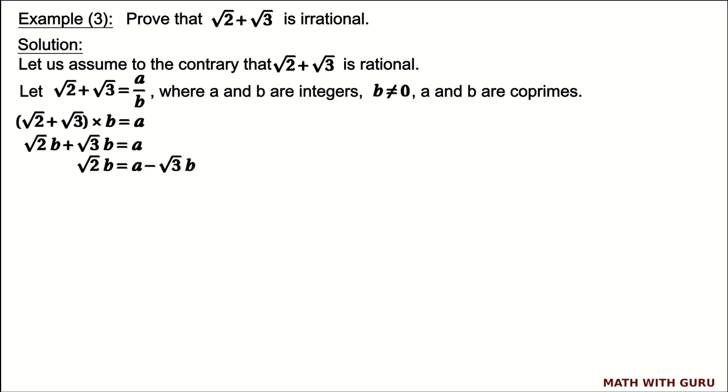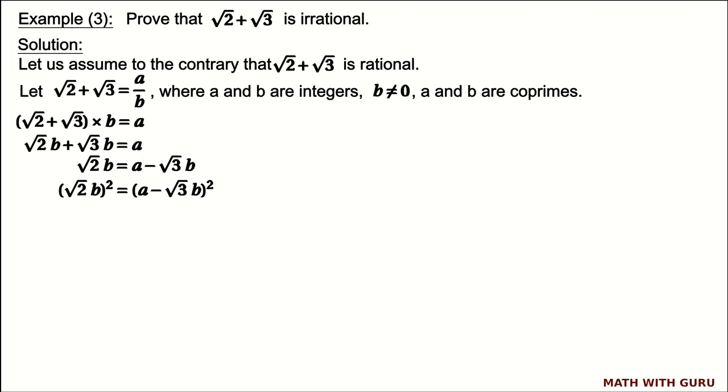Now bring one of the terms on the left hand side to the right hand side. I am bringing root 3b here. Root 2b equals a minus root 3b. Squaring both the sides, we get root 2b whole square equals a minus root 3b whole square. Left hand side is root 2 into root 2, that is 2, b into b is b squared, 2b squared.